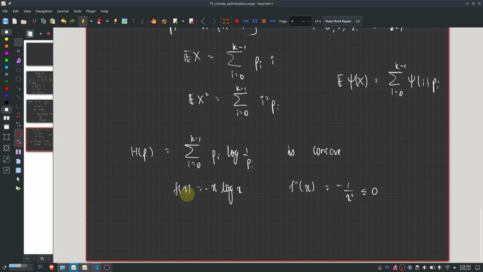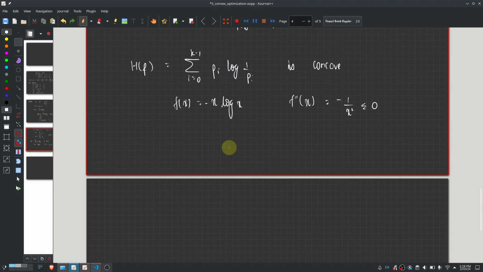So f of x is a concave function, or x log x is a convex function, and the sum of convex functions is always convex. We've seen that previously. You can express this as a sum of convex functions, and therefore this is also convex. All right.